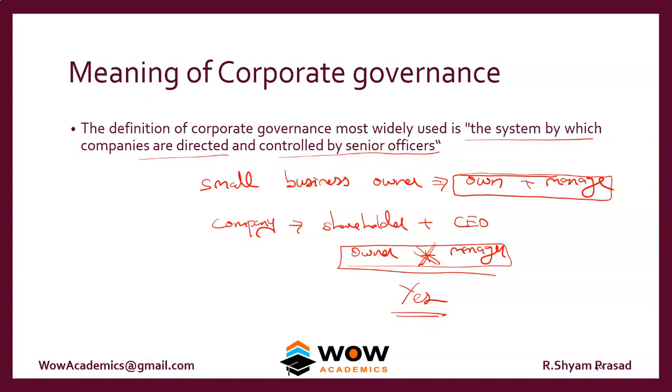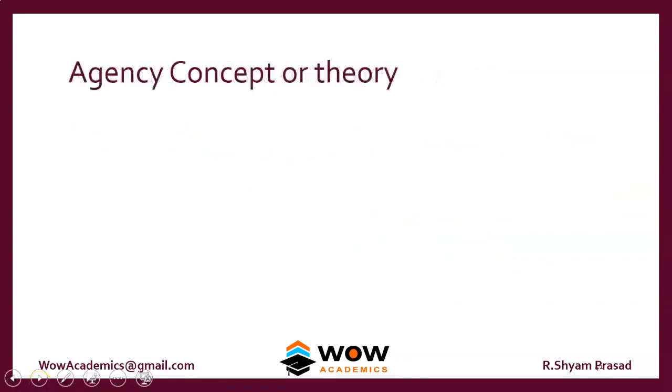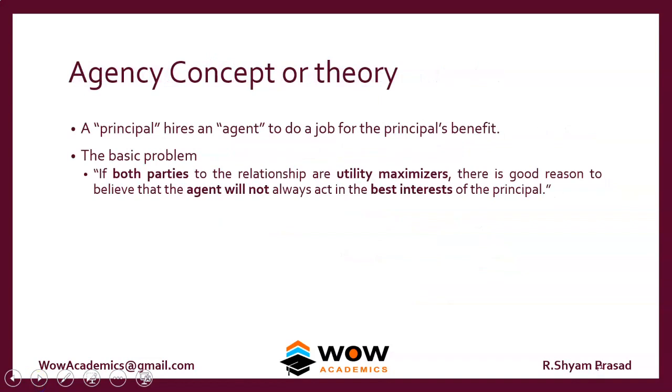So that is where the corporate governance issues start, because the owner is a separate person and the manager is a separate person, and the owner does not come to the company and check the affairs of the company on a daily basis. Okay, so there's more chance for the manager to cheat the owner. So this is called the agency concept.